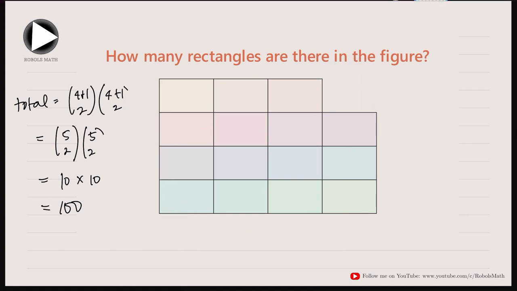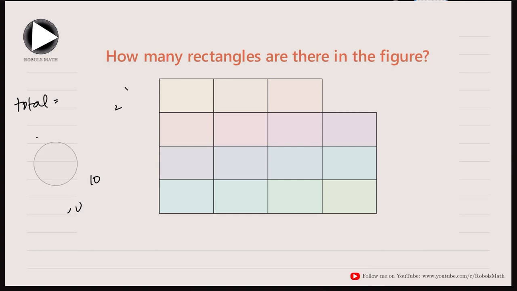Okay, so the total is 100. Now, let's figure out how to count the rectangles that pass through, or that contain, this cell here. It's actually quite similar to our reasoning earlier. So to do that, we fix this side and this side. I mean, the rectangles that contain this cell must always contain this too.